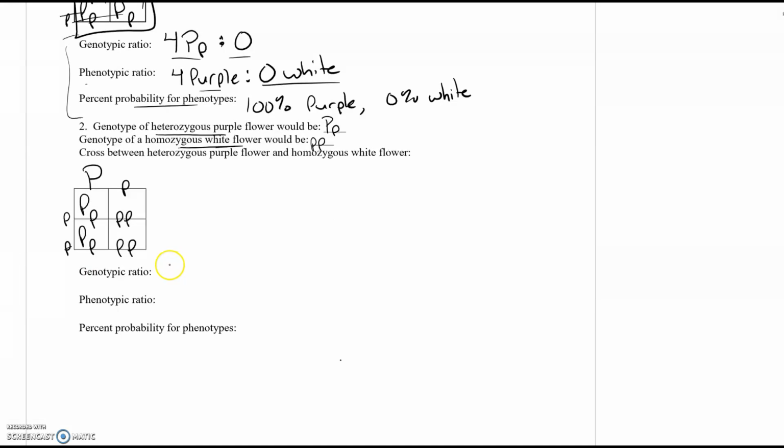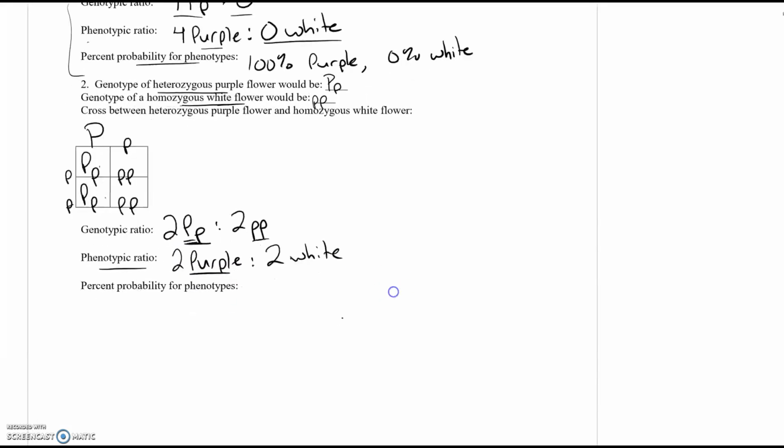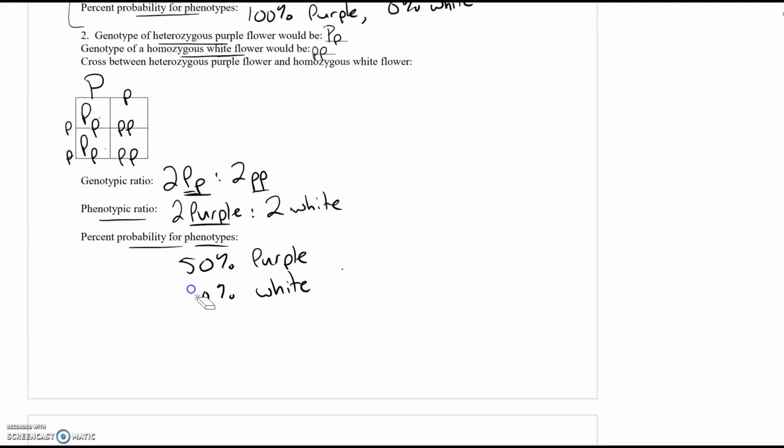So my genotypic ratio, I count up, I see two squares that are big P, little p, and I see two squares that are little p, little p. And my phenotypic ratio, what they're going to look like, those big P, little p's are going to be purple, and my little p's are going to be white. Because purple is the dominant trait, so heterozygous ones are going to be purple. And percent probabilities, we have a 50% chance of having a purple offspring here and a 50% chance of having a white offspring. That's for phenotypes. We could also come up with predicted probabilities for genotypes as well.